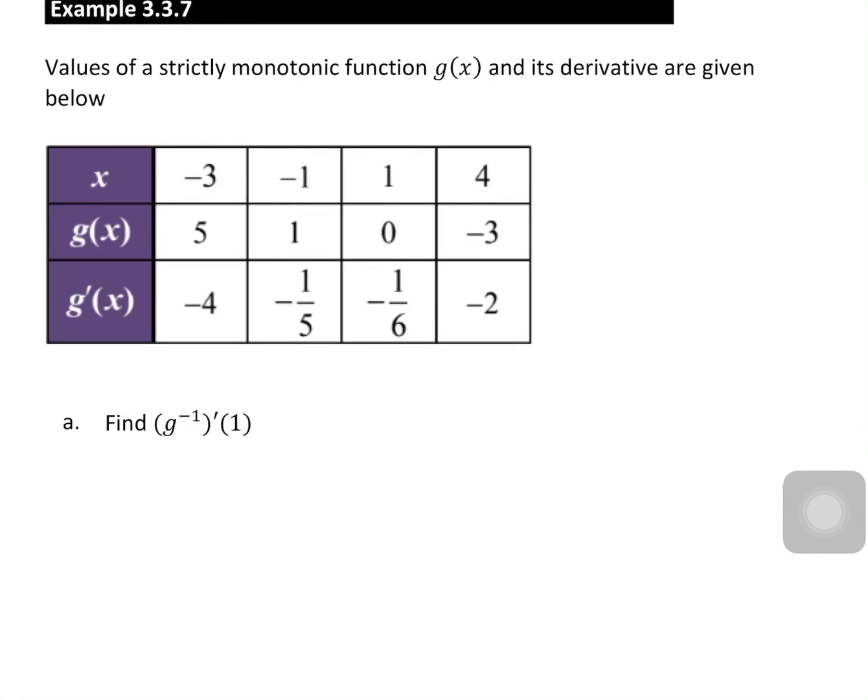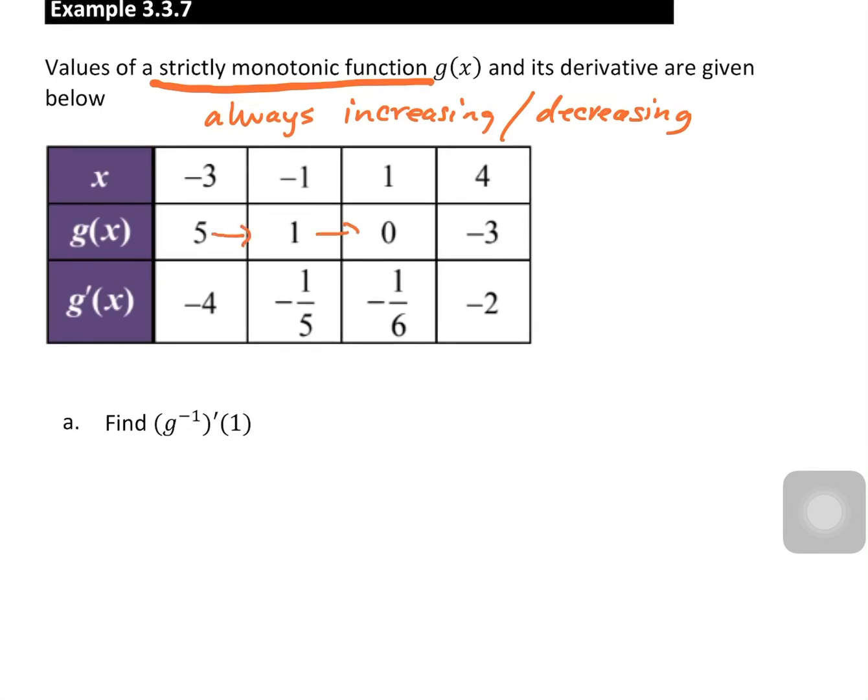Let's say we have a strictly monotonic function. We haven't talked about monotonicity in this class, but that basically means it's always increasing or decreasing. We don't know which one it is. We can look at the table and figure out pretty quickly that if the y value is going from 5 to 1 to 0 to negative 3, this is going to be always decreasing. And the reason they say it's monotonic is that monotonicity typically implies that there is an inverse function at all x values.